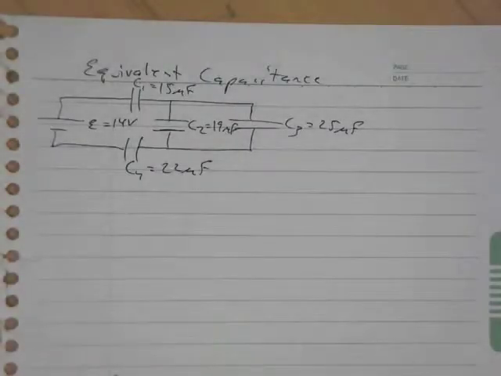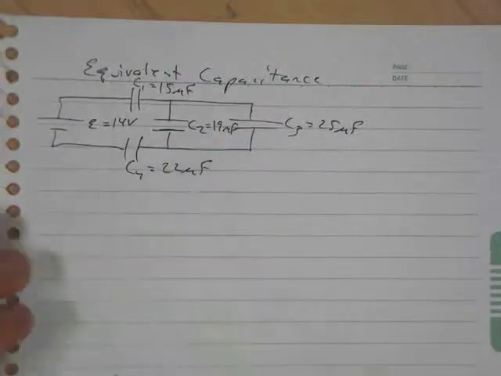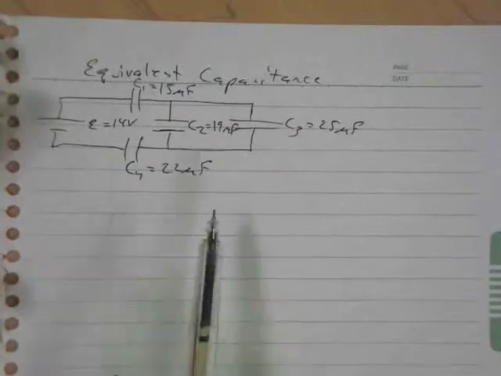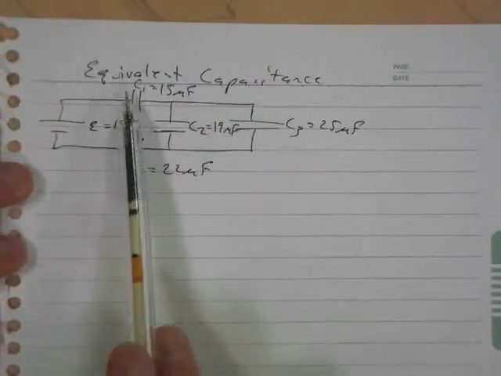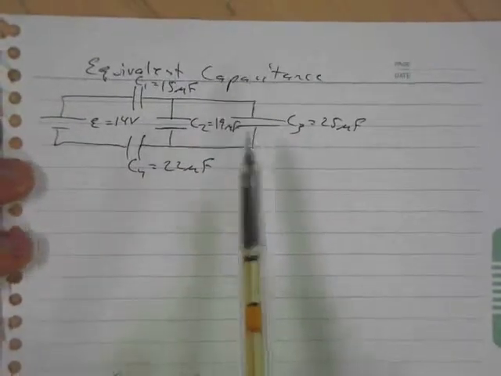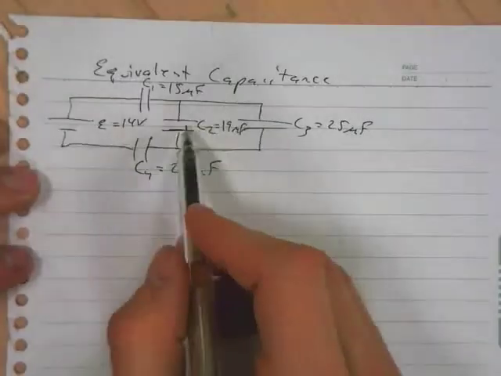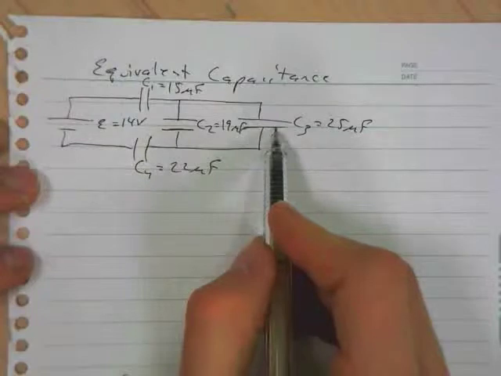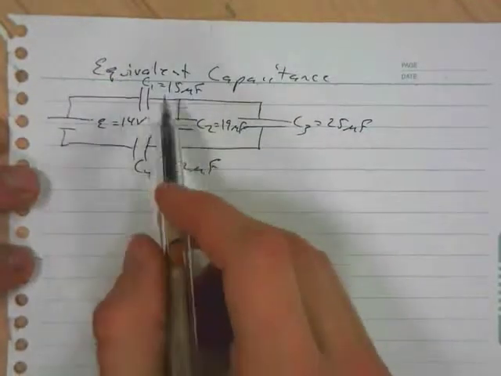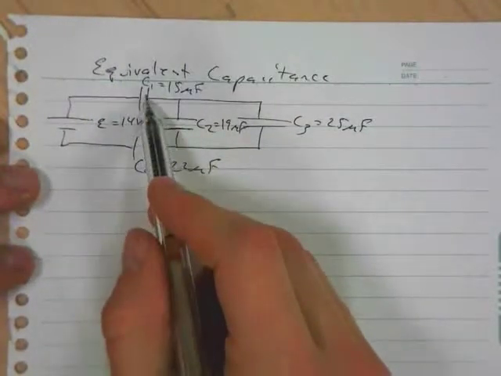Now, just like we did with resistors, we can also find capacitances for networks of capacitors. If we take this example here, we have 4 capacitors in a circuit, and they're in a combination of series and parallel. We can figure out what's going on. We can see that C2 and C3 are in parallel with one another, while C1 and C4 are in series.